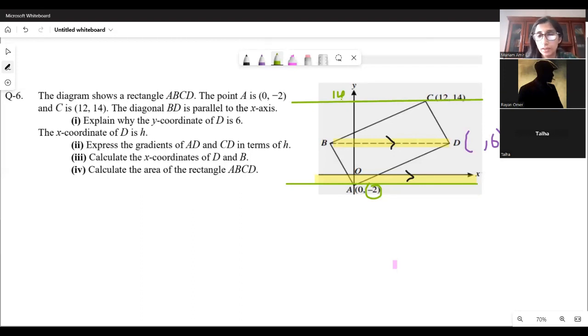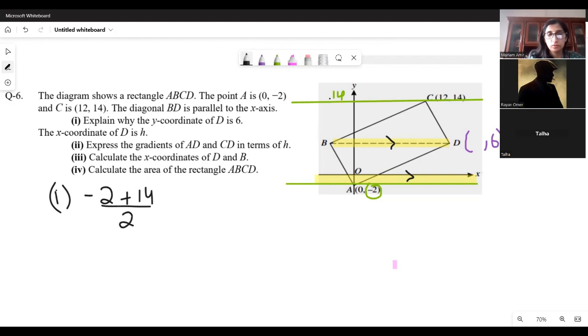What is in the middle of -2 and 14? Or what is the midpoint of -2 and 14? (-2 + 14) divided by 2. Yes, you have to show your working. 6. Okay, you're using the concept of average or mid value. Mid value of -2 and 14, find there.